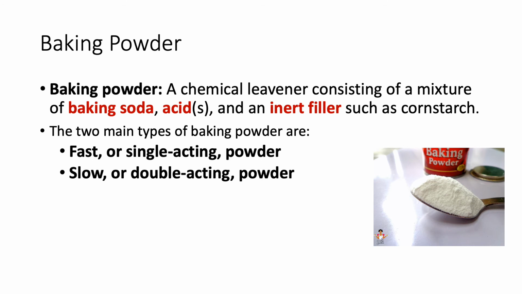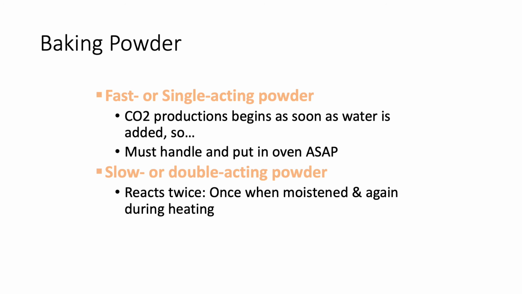The primary reason for this is that with single-acting baking powder, after you put it in and combine it with your ingredients, you have to bake them right away. Whereas with double-acting, you don't necessarily have to do that. With single-acting powder, CO2 production begins as soon as water is added, so you have to put it in the oven as soon as possible.